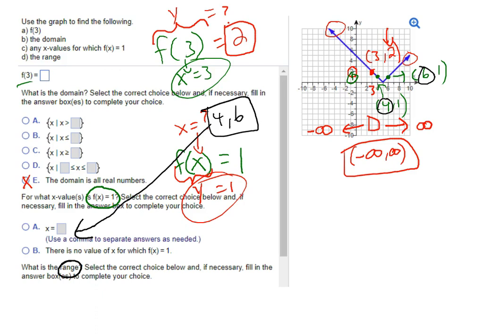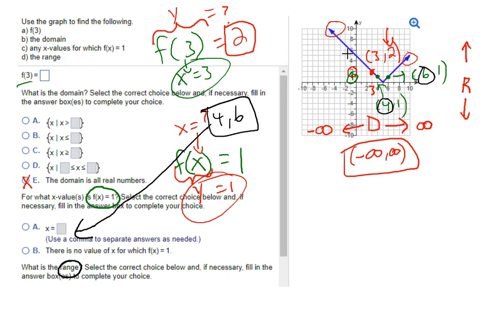What is the range? Now remember, the range is all the numbers that y can equal. It's just like the domain except for the y variable. So what are all the possible values for y? What are all the y coordinates in this graph? To find the range, you want to ask yourself, how far down does my graph go? How far up does it go?